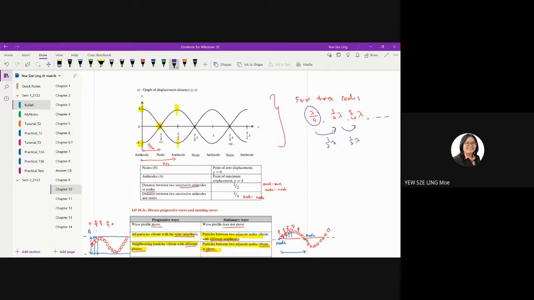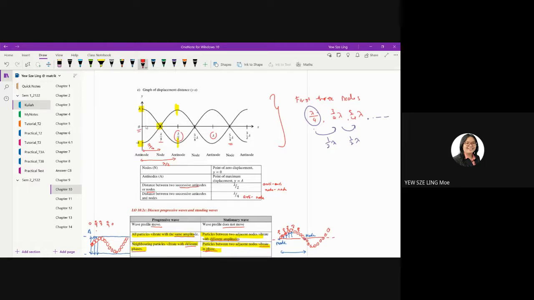Sometimes they might ask for the position of the first 5 nodes. I think that is one of the past year questions where the question asks you to state the position of the first 5 nodes. And sometimes questions will state like this, so you have to be careful. It asks you to state the position of the first 2 antinodes, for example, excluding 0. It will state that, exclude 0, so you don't take the value 0 here. So the first antinode would be located at lambda over 2, and the second antinode will be located at lambda. So those are the values that you need to state.